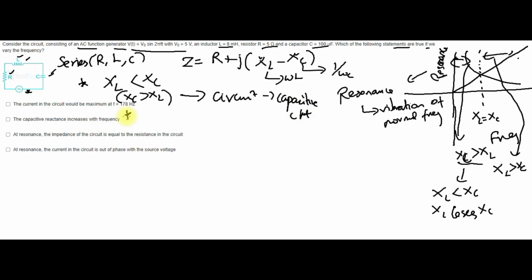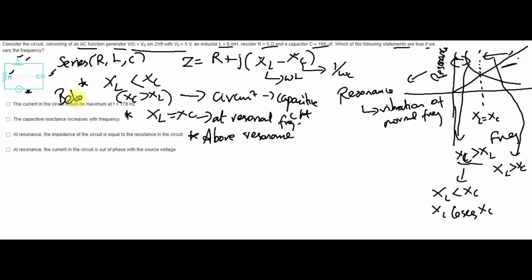Okay. The next point, what you have at resonance frequency, XL equal to XC. Okay, that is called what? At the resonance frequency. And one more point, what you have above resonance. Okay, this is above resonance. The first point is below resonance.